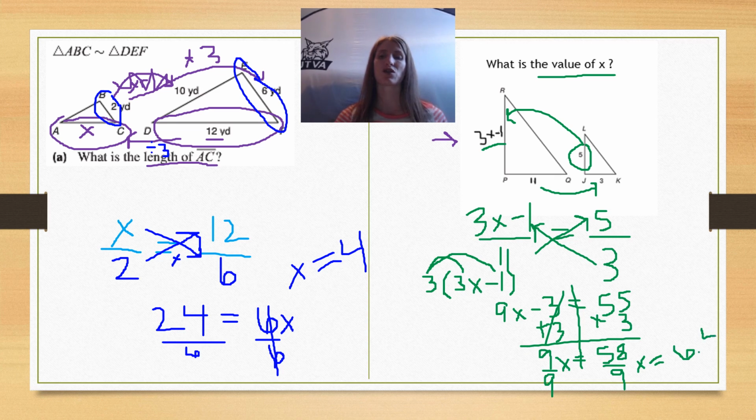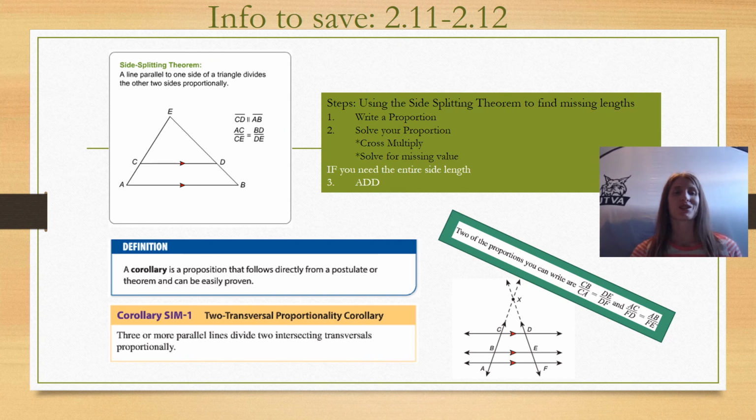On your test or your quiz, it's either going to be multiple choice, and so you'll be able to pick the right answer, or they're going to tell you what to round to, or it's going to come out as a whole number, okay? All right, so moving now to 211 and 212.